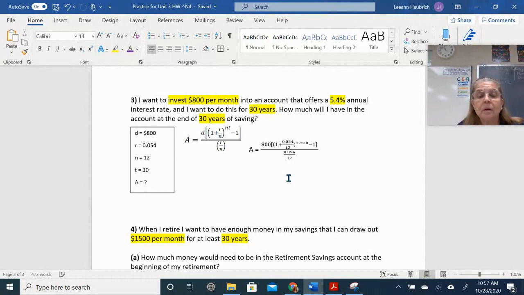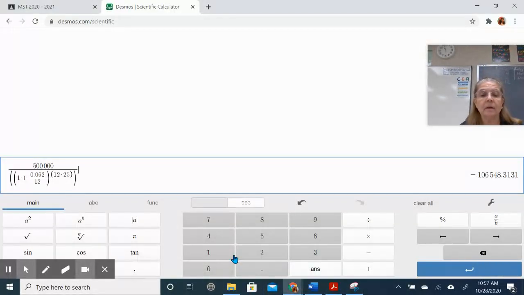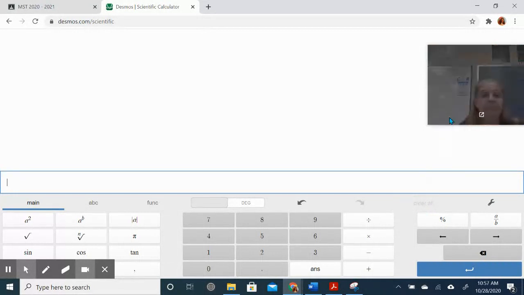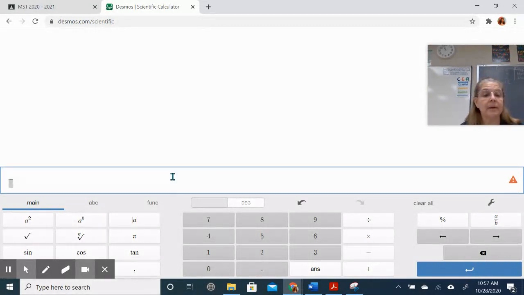Okay, so I've written it out on a piece of paper. Make sure it looks like that. Yes. Okay, I'm going to go back to that Desmos calculator. I'm going to clear out everything that's in here. And I need a fraction to start all of this because there's a lot of stuff on top and on bottom. So the top part of the fraction is the 800.